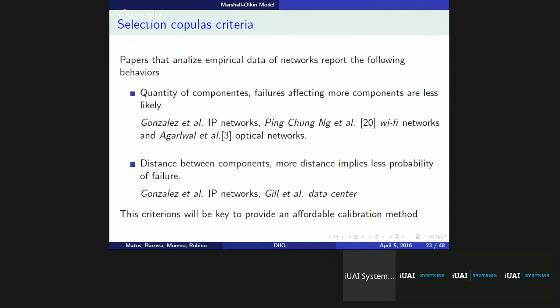If I have two subsets, one with 4 components and one with 10 components, the simultaneous failure of the 10 components is less likely than the simultaneous failure of 4 components. And the other is the distance between two components: more distance implies less probability of failure. With those two criteria, we can make a methodology to calibrate the Marshall-Olkin.